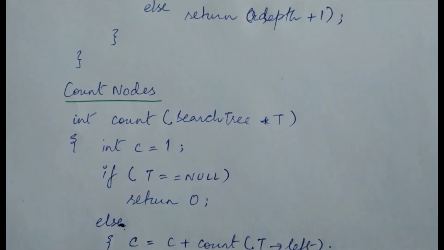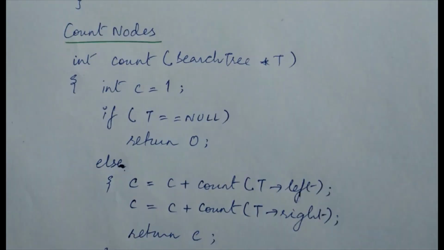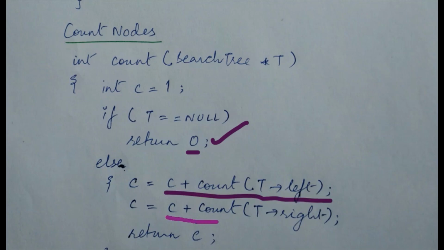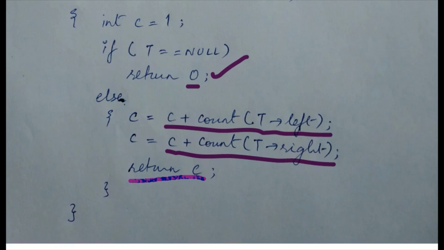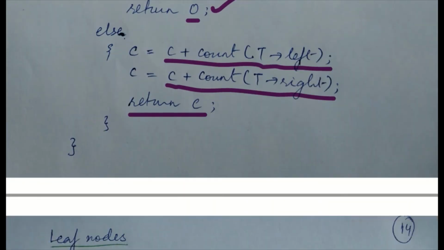So similarly, if you have to count the number of nodes, if t is null, you return a 0. Otherwise, what is the count? Count is c. We start with 1. If there is a root, there is at least one node. If there is no root, we'll return a 0. Okay. If there is a root, then you do 1 plus the number of nodes in the left subtree, and whatever value you get for c in the previous line, that plus count t to right, and then you return c. Count t to right, it is a recursive call. It will call and it will do the calculations.